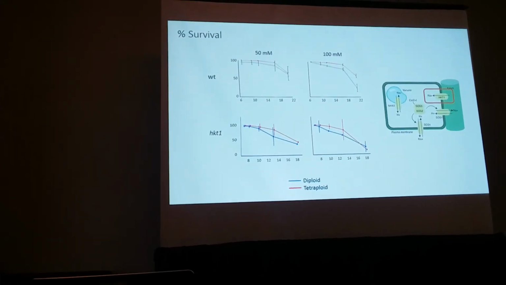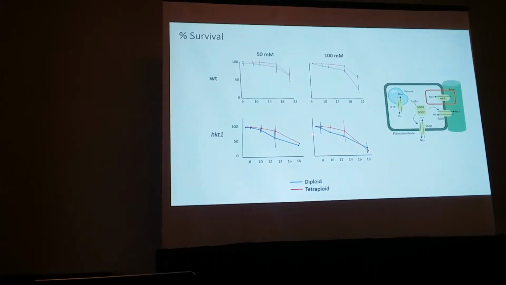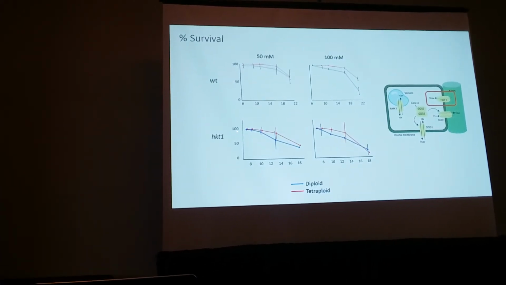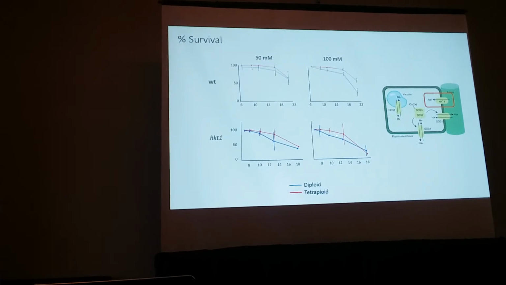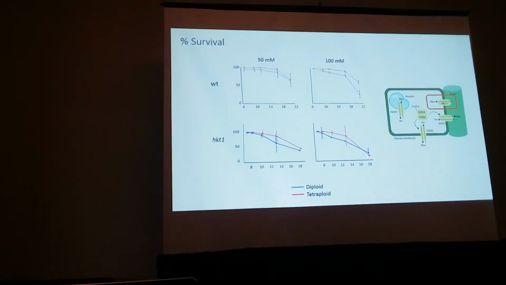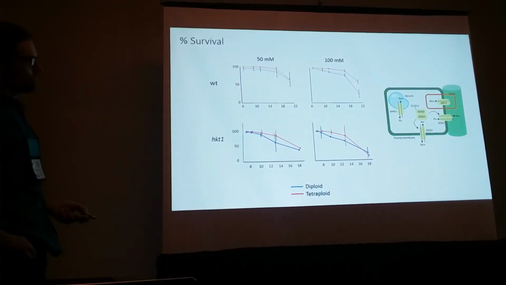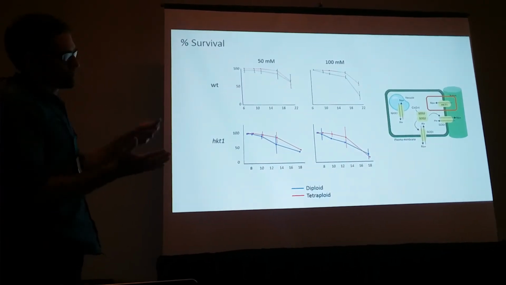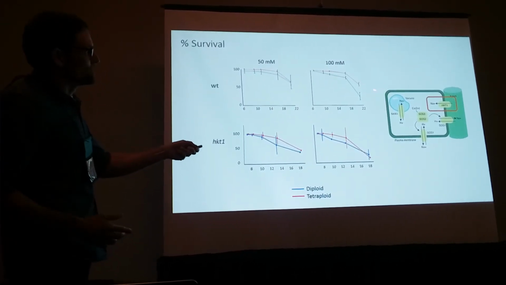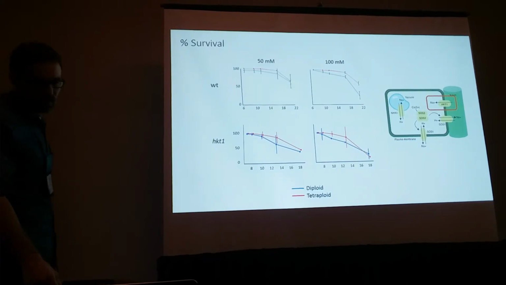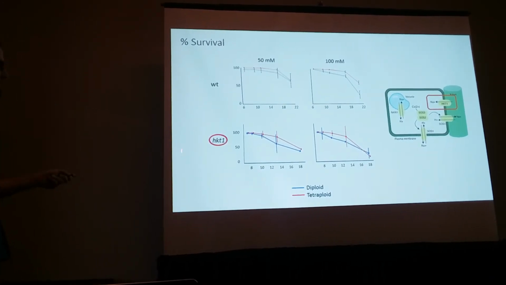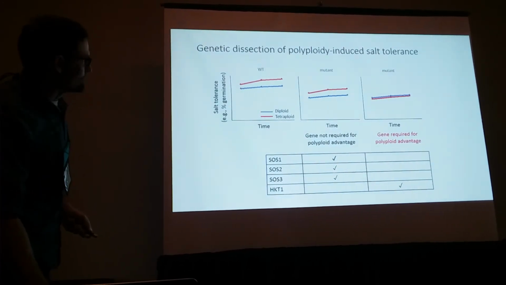Same for survival. The data is not super clean, but it looks like the polyploid may be doing better initially, and by day 18 this advantage seems to be lost in terms of survival. In contrast to the wild type, where the polyploid advantage seems to keep growing as far out as 22 days. So again, this suggests that HKT1 is critical for this phenotype.